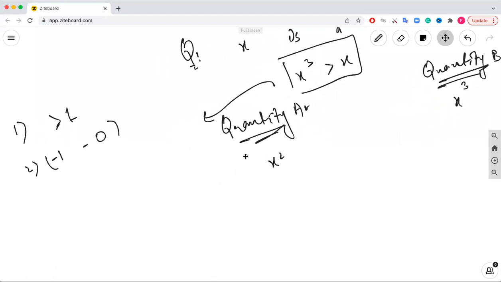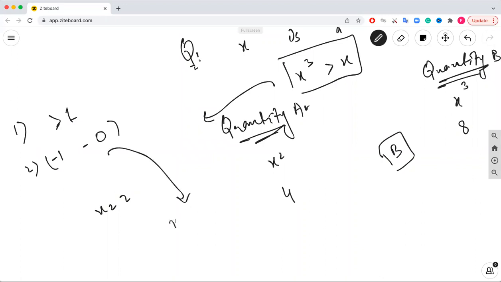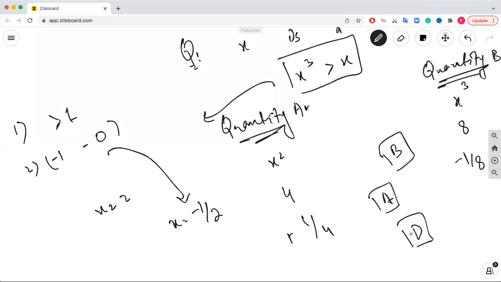Now, if we see these 2 cases, if this is greater than 1, let's suppose x is 2. So in our question, this will become 4 and this will become 8, right? So in that scenario, B is greater. This is the first scenario. But if we take the other scenario, let's suppose x is -1/2, if we take the square of this, it will become 1/4. If we take the cube of this, it will become -1/8. This is a positive value, this is a negative value, so A is greater. That's why the answer is D, right? Yes.